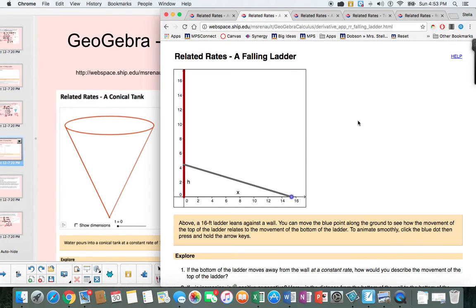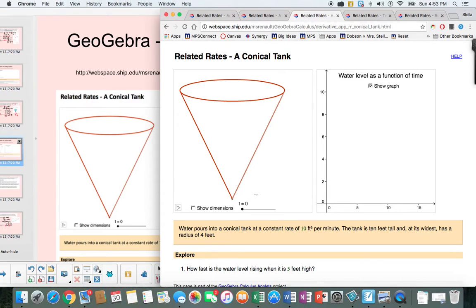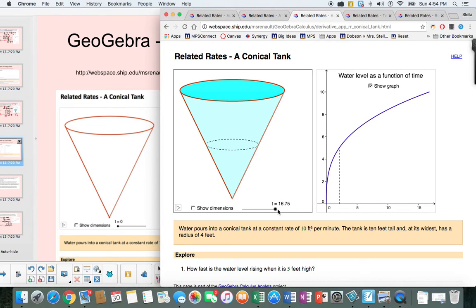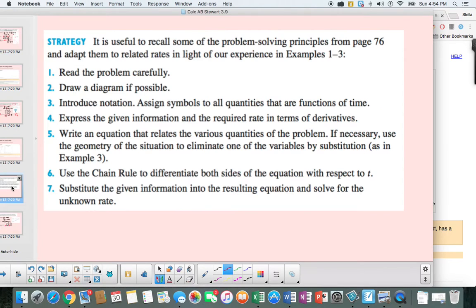Okay, here's GeoGebra relating the conical tank problem again, and this is relating the height with respect to time. You can see that at different times the rate at which the water level is changing differs. It's not a constant relationship. Here's the strategy for doing related rates.